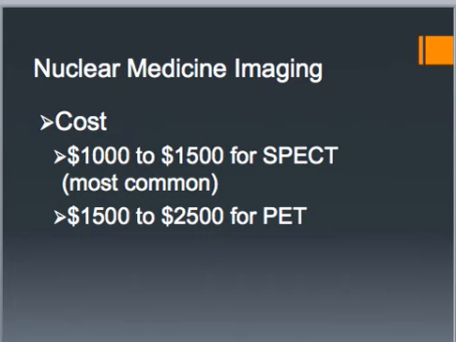Cost of a nuclear medicine scan. The SPECT scans cost about $1,000 to $1,500, and those are most common. The PET scans are going to be a little bit more expensive. They're going to be about $1,500 to $2,500.